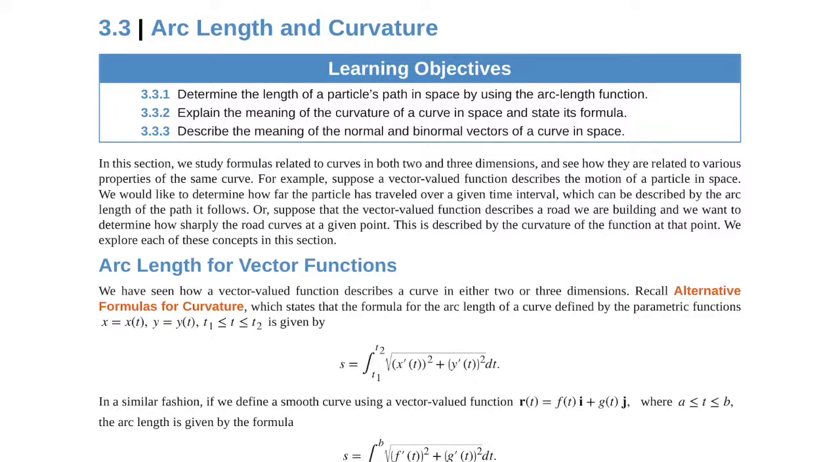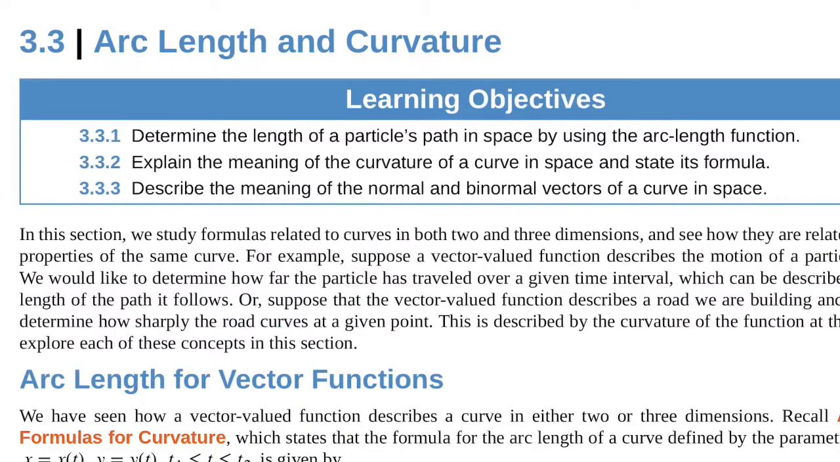Today we begin with Unit 4, which is mostly about vector-valued functions. In this first section, we're looking at arc length and curvature. These learning objectives are good to look at to determine the length of a particle's path in space by using the arc length function. So we should be able to explain the meaning of the curvature of a curve in space and state its formula.